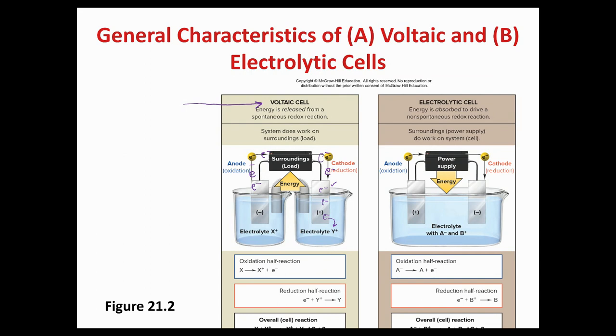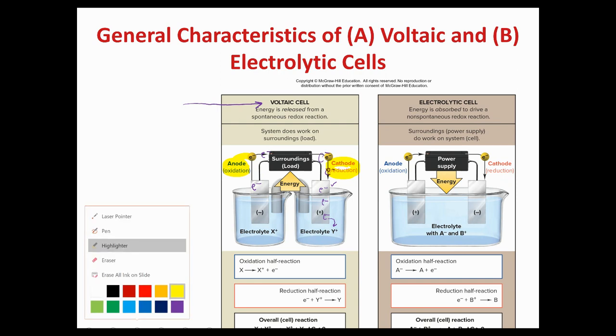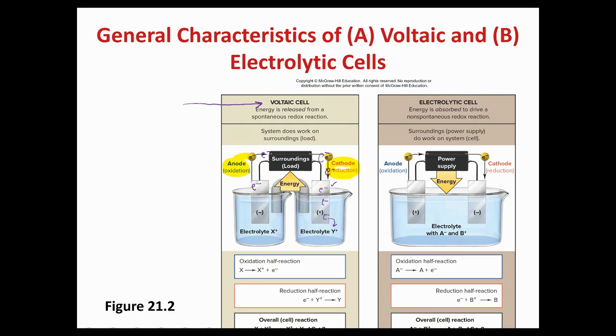So our anode is oxidation. That's where the oxidation is going to happen. And then on the other side where the reduction occurs is called a cathode. Okay, when a voltaic cell releases energy, it's spontaneous. And so that's the whole point of a voltaic cell, is to release electrons to do work.